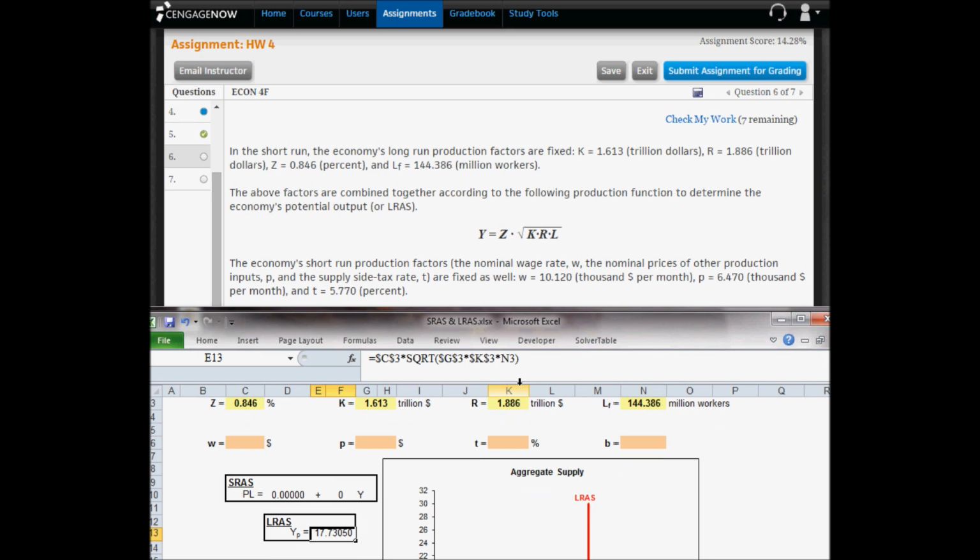Potential output is shown down here. All it is, is the square root of K times R times L. That square root multiplied by 0.846. And then you'd get $17.731 trillion.